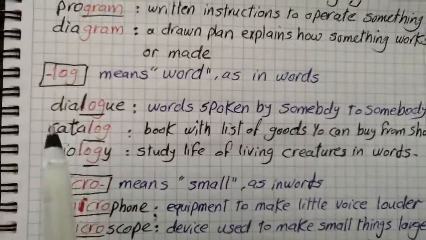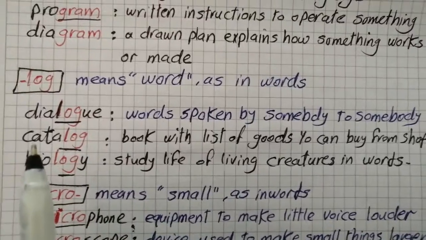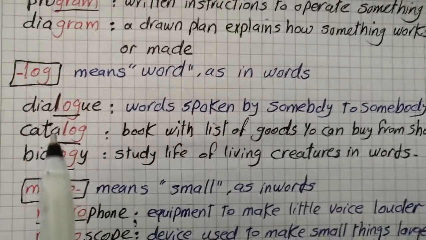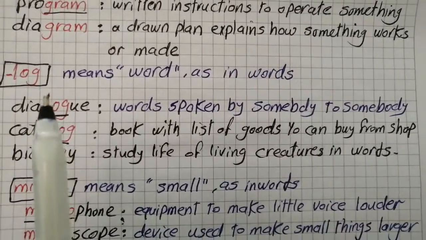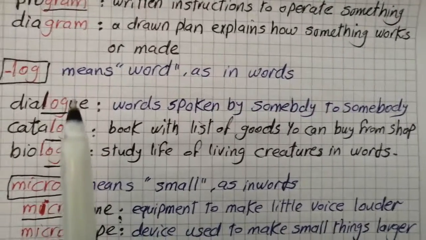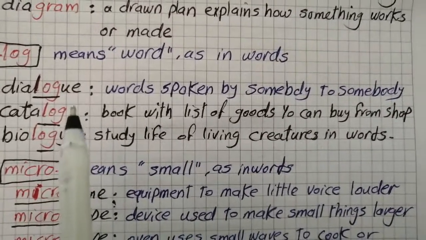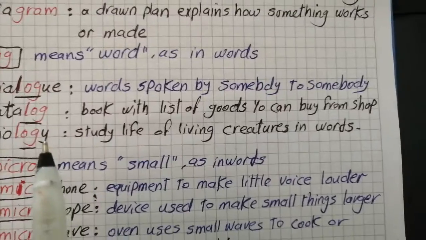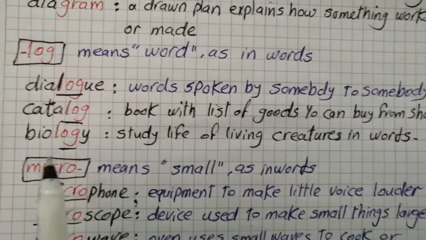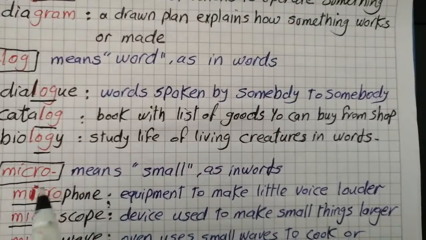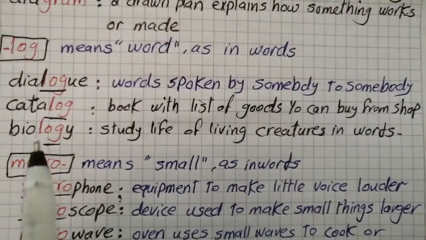The Greek root log, which means word, as in the words dialogue, catalog, or biology. Dialogue is a conversation. Of course, conversation is done in words, spoken by somebody to somebody else. And catalog is a book with a list of goods you can buy from a shop. So catalog here also relates to words. And biology is the study of living creatures in words.